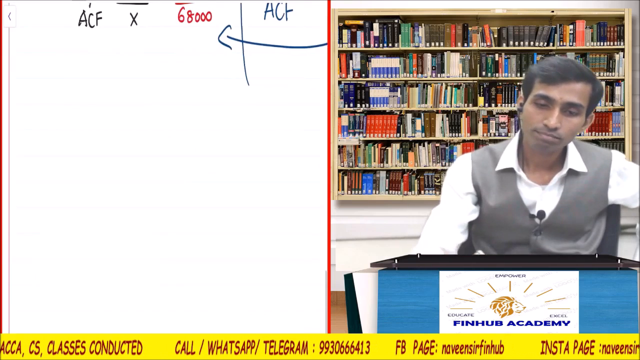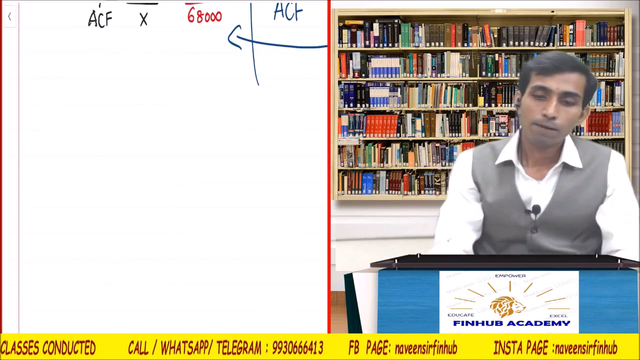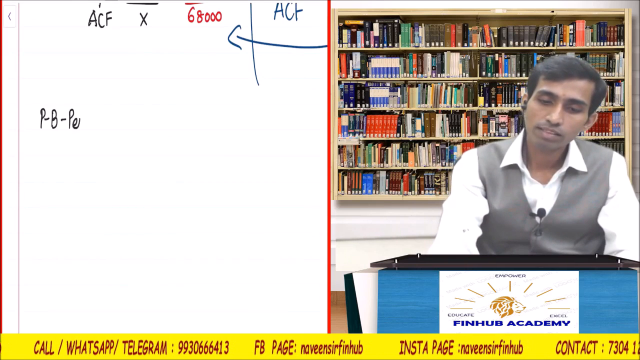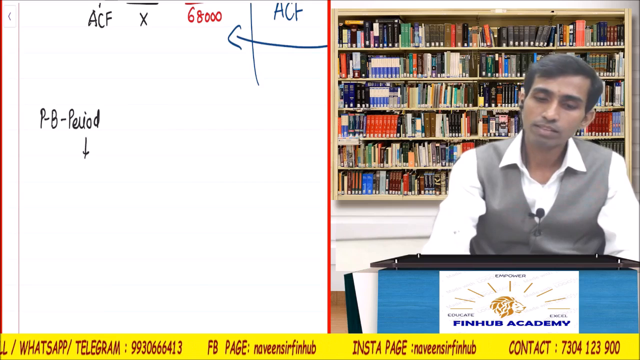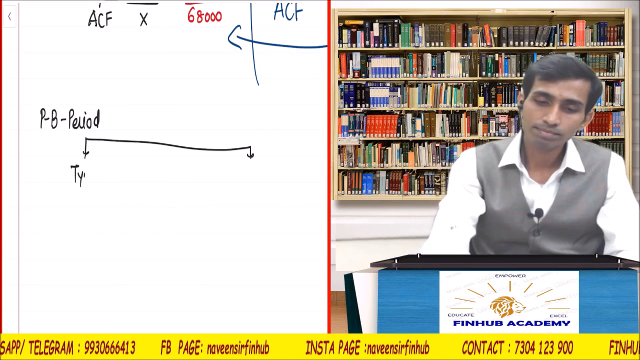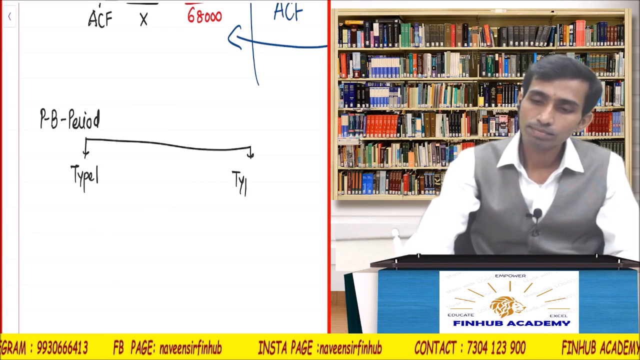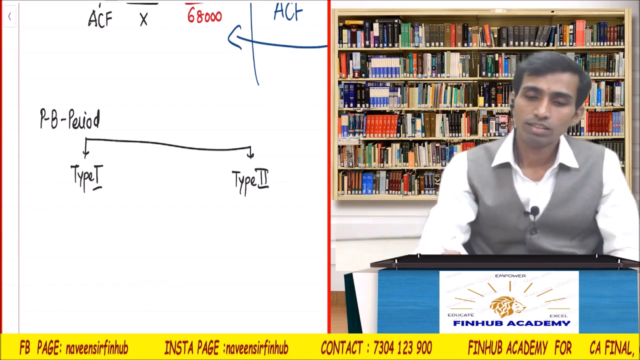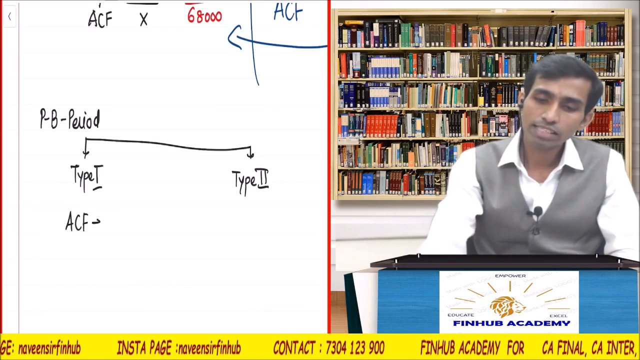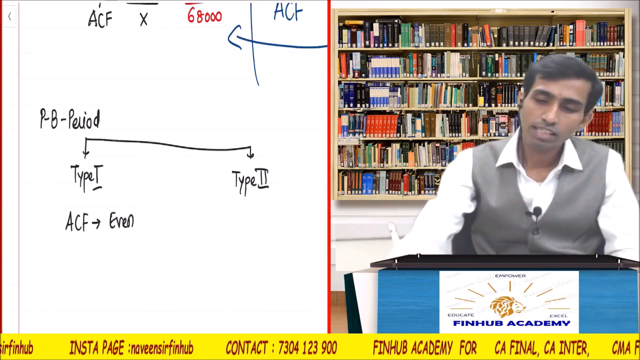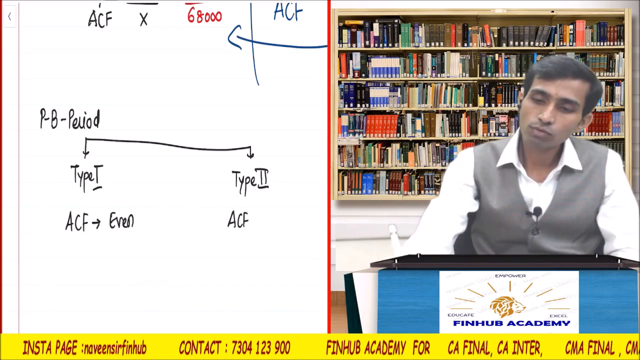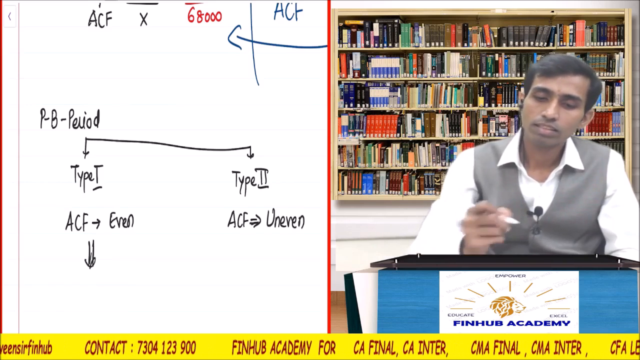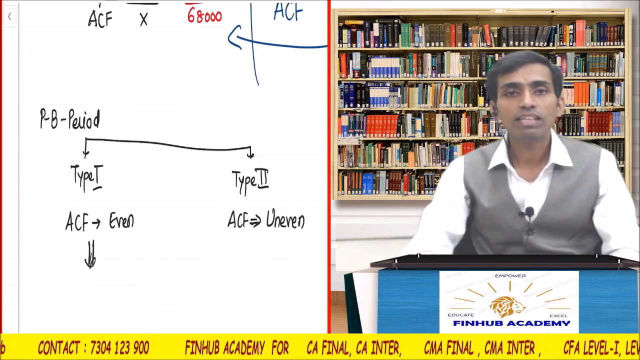Next. Coming back to payback period. Now in payback period, there are two types of sums. Type 1 and type 2. Type 1 is when the annual cash flow is even, and type 2 is when the annual cash flow is uneven.